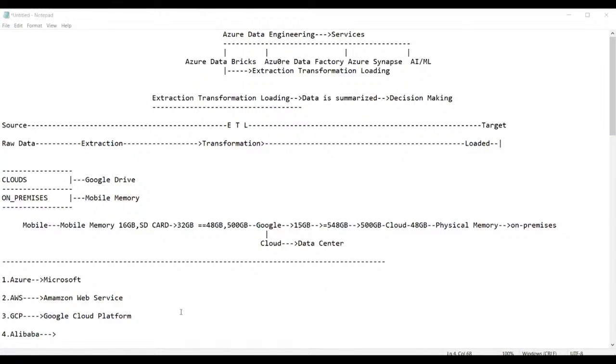Sir, what is PySpark that I'm hearing a lot about? See, PySpark is basically Python and Spark together. Do we need to learn that also for ADB? Yes, of course. I will teach you PySpark also. Okay, thanks, sir.